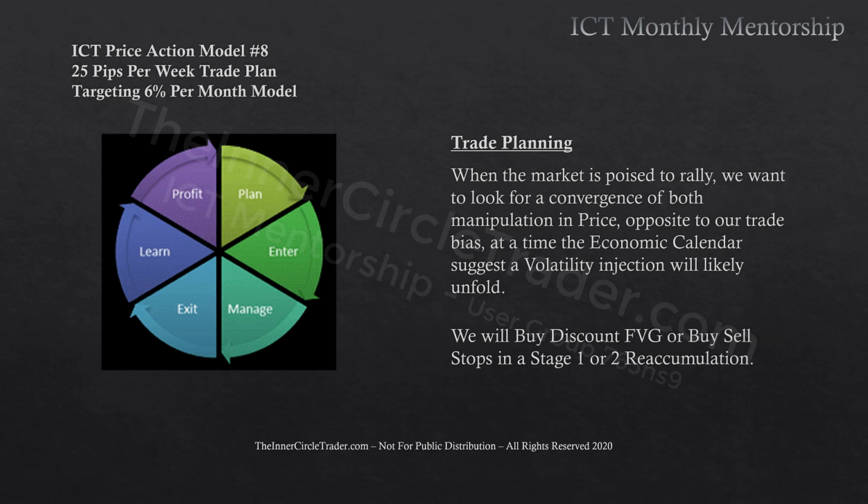When the market is poised to rally, we want to look for a convergence of both manipulation and price opposite to our trade bias at a time the economic calendar suggests a volatility injection will likely unfold. We will buy discount fair value gap or buy sell stops in stage 1 or 2 reaccumulation.